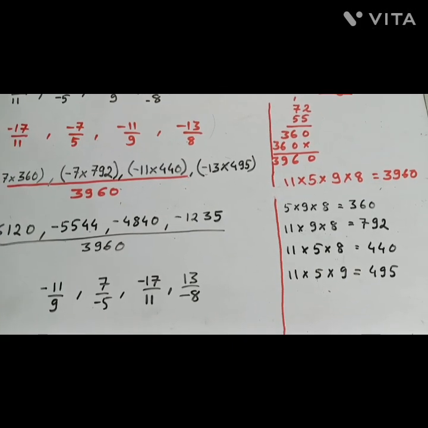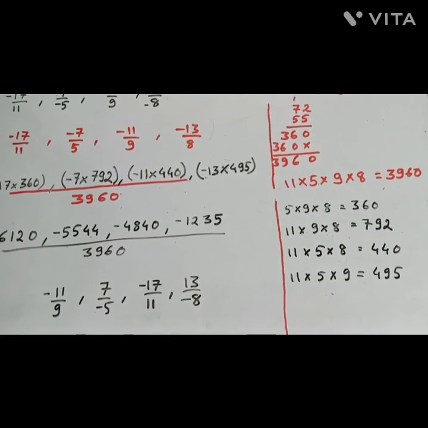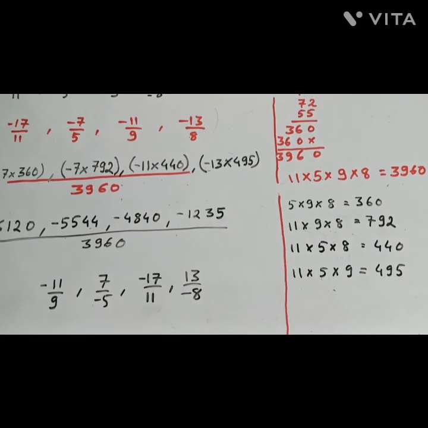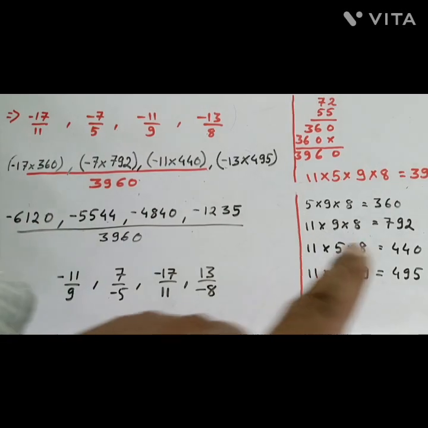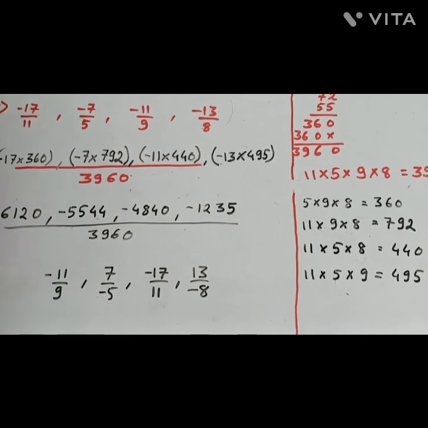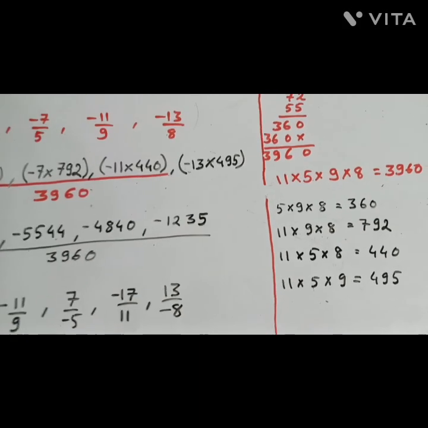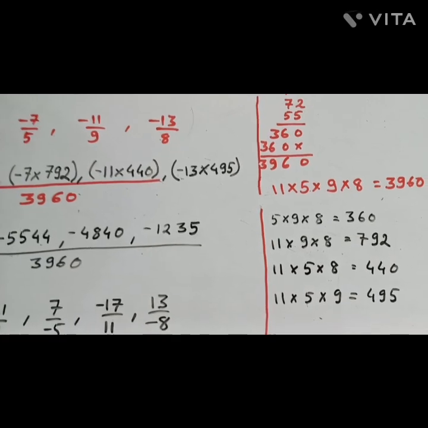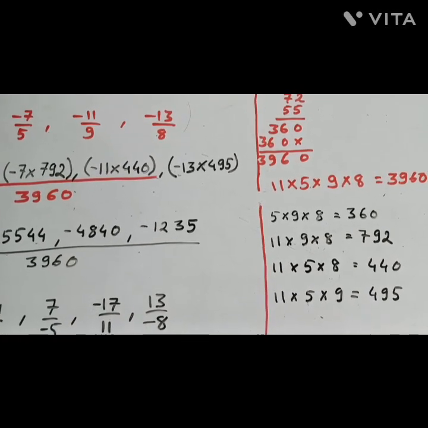So 3960 is the LCM, the common denominator. Very good. Now the first fraction, minus 17 by 11. How many times does 11 go into 3960? Cover 11. So what is the rest? 5 into 9 into 8. So 5 into 9 into 8 is 360.